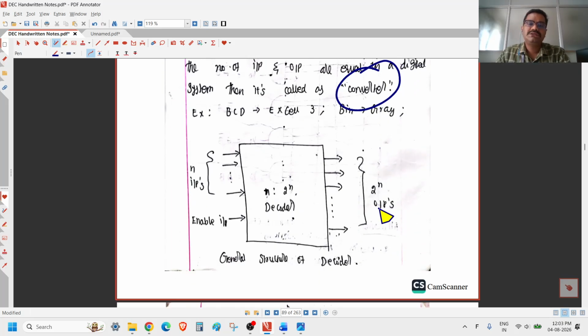Next, this is the basic block diagram of a decoder. We have n inputs and 2 power n outputs, and instead of the select lines in the multiplexer and demultiplexer, here there is a line called the enable input. There is no select line, but instead of the select line there is an enable input.